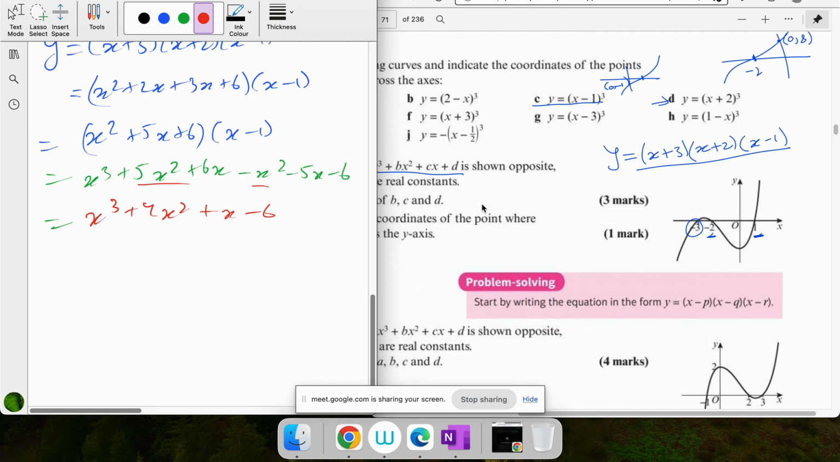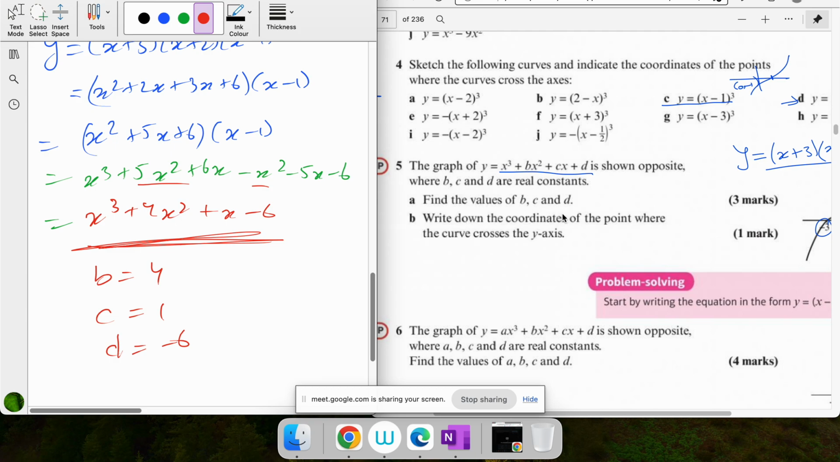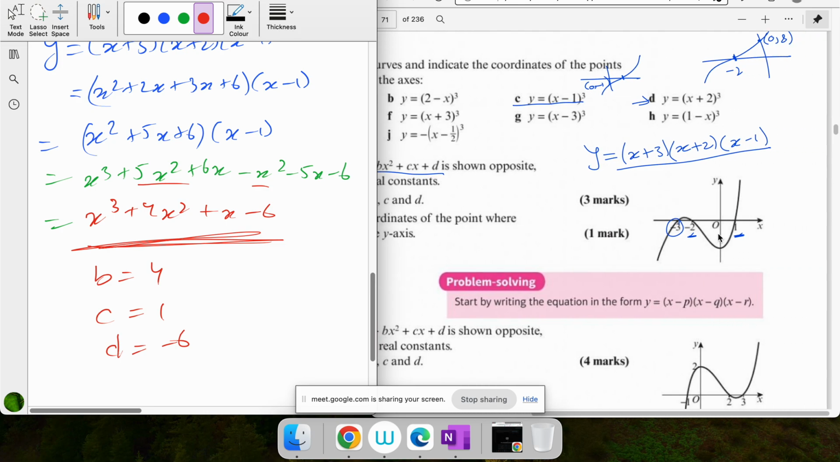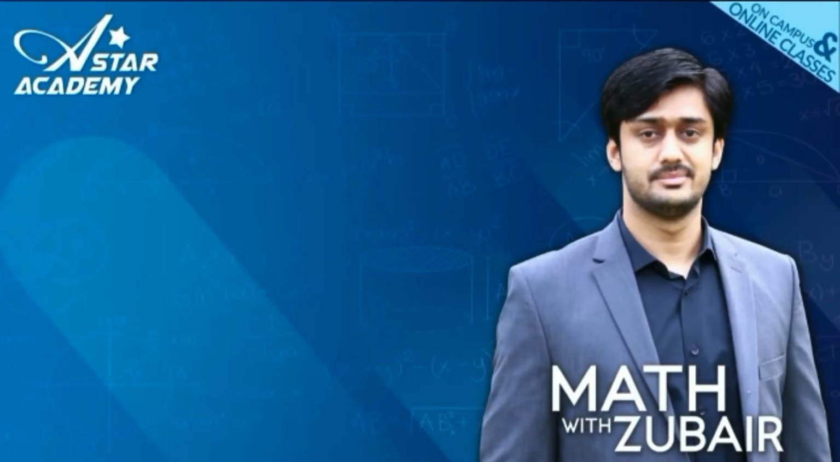Now by comparison, I can say that b is equal to 4, c is equal to 1 and d is equal to minus 6. Or we can just leave the answer in this form as required. So find the value of b, c, d. Done. B part says write down the coordinates of the point where the curve crosses the y-axis. So where it crosses the y-axis, x is 0. So just plug in x equals 0. That is 0 cube plus, that's right, it is minus 6. So coordinates are x 0 and y minus 6.